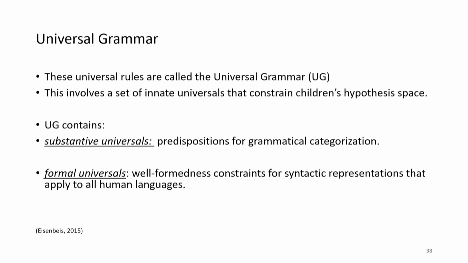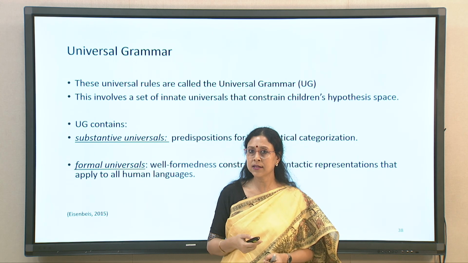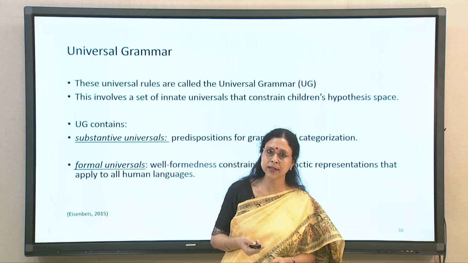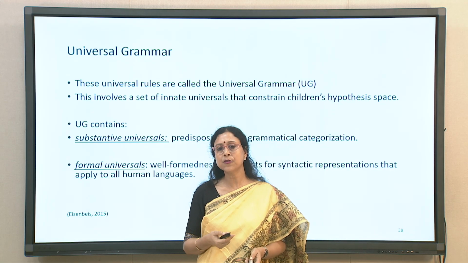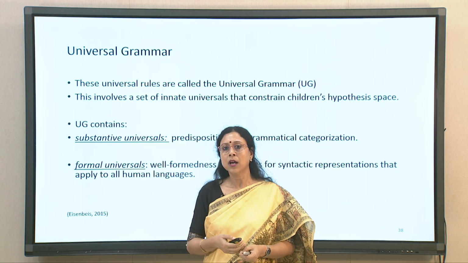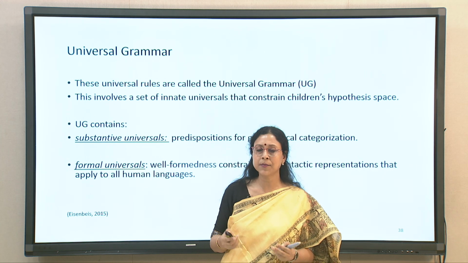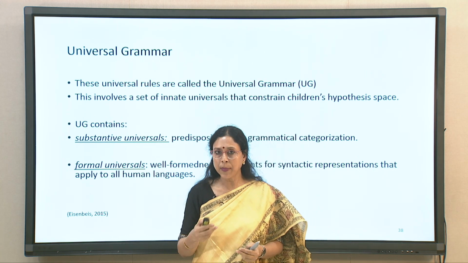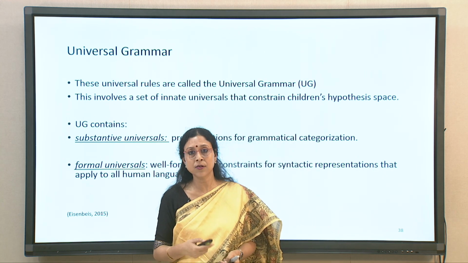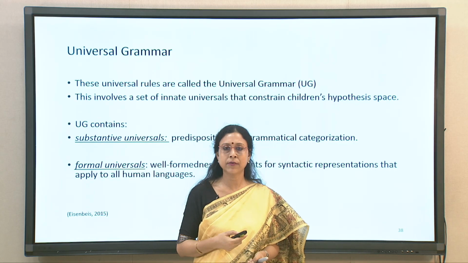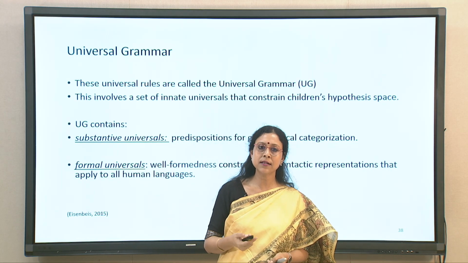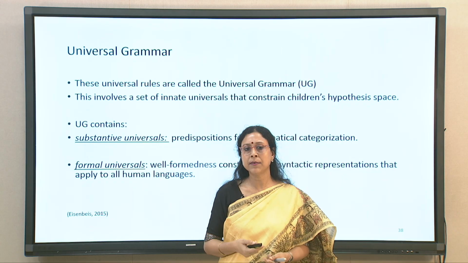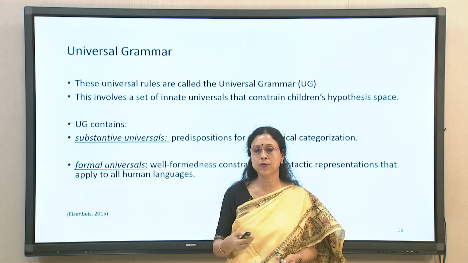This involves a set of innate universals which constrain the children's hypothesis space. This is a very important idea because, we have already discussed a little bit about the generalization pattern that the children typically show. So, they need not go completely haywire. Their hypothesis space will be constrained by this set of innate rules that we already have. So, for example, as a result, these innate grammatical rules have a few types.